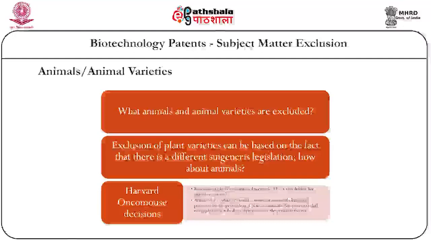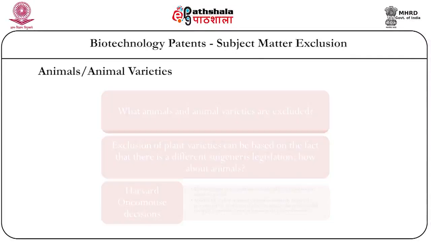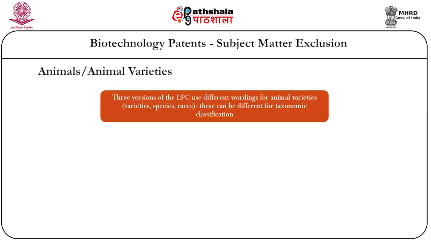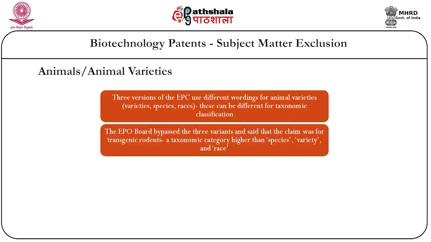provided patents. Now the case went on appeal, and finally the conclusion was that there were three versions of the European Patent Convention, wherein different wording was used for animal varieties: varieties, species, races, and that these different classifications can lead to certain kinds of difficulties in interpretation from a taxonomic perspective. The EPO board bypassed the three variants and said that the claim was for transgenic rodents and not for something that was natural, a taxonomic category higher than species, varieties, and race.